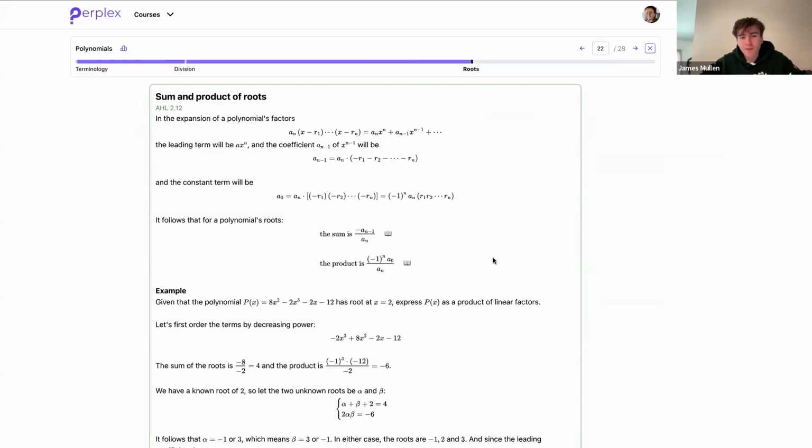So when I expand a polynomial, if I expand all of its linear factors, I'm going to end up with a_n x to the n plus dot dot dot, etc., if I write them in decreasing order. And the leading term is going to be a_n x to the n, okay? And the coefficient of the next term, the coefficient of x to the n minus 1, is just going to be a_n times r1 plus r2 plus r3 all added together. And there's going to be a negative sign in front. And why is it going to be that?